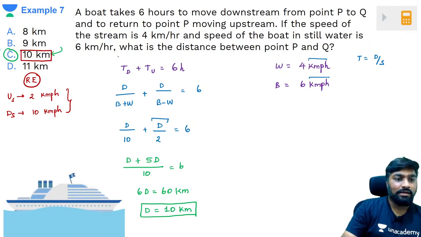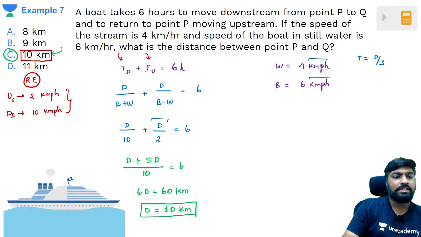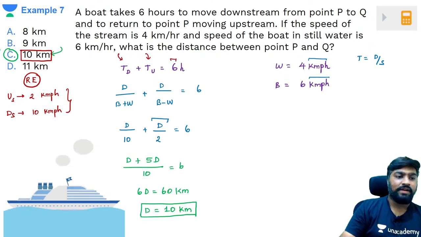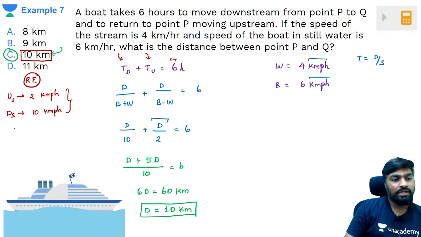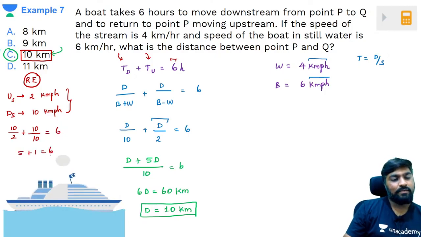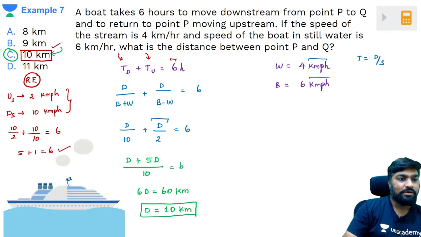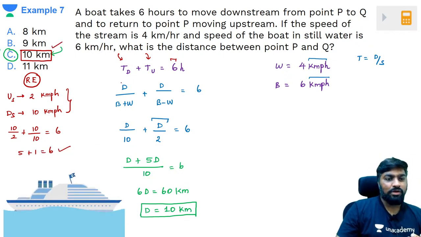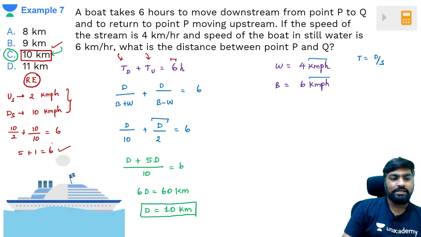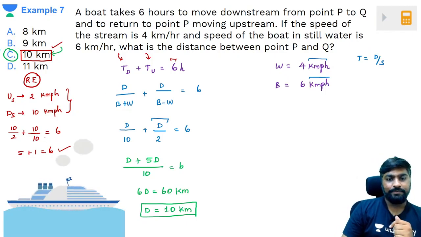Why? Because the sum of these two is an integer. Yes, it doesn't work all the time, but works 9 out of 10 times. So to confirm, check this: 10 by 2 plus 10 by 10 has to be equal to, sorry, equal to 6, my bad. So 5 plus 1 is equal to 6. This satisfies. So a question that would otherwise take you 20 or 30 seconds can be done in 10 seconds or less if you use the right approach.